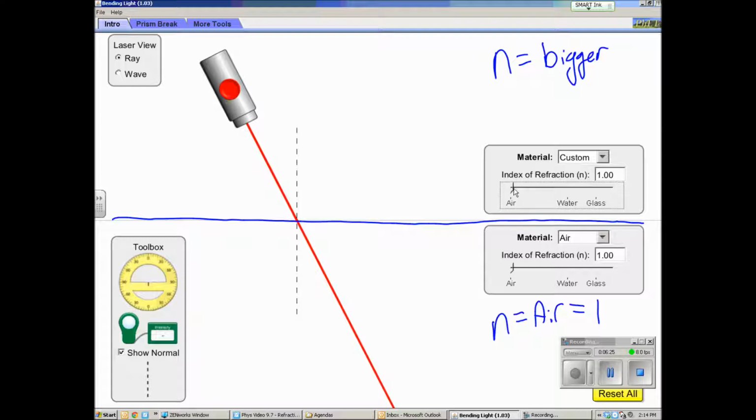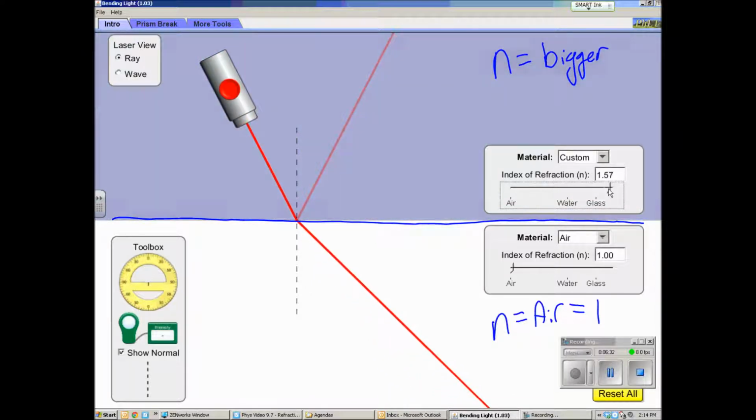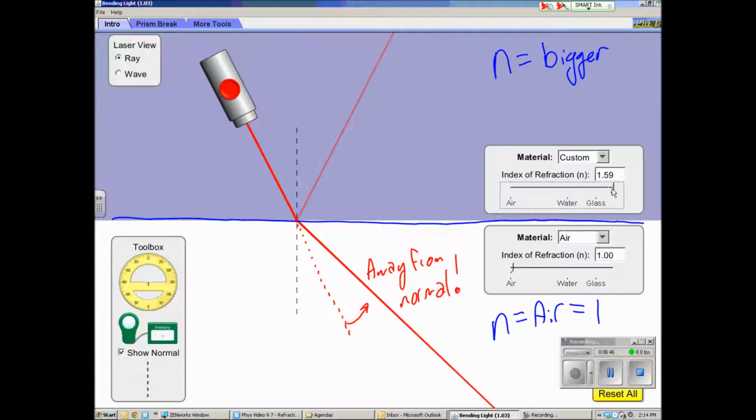And watch what happens. This time, the light still bends, but now it's bending the other way. See, look, this is where my beam of light would have gone if it hadn't bent, but this time it bent away from the normal. Okay, so that's what happens when you go from a big index to a smaller index.